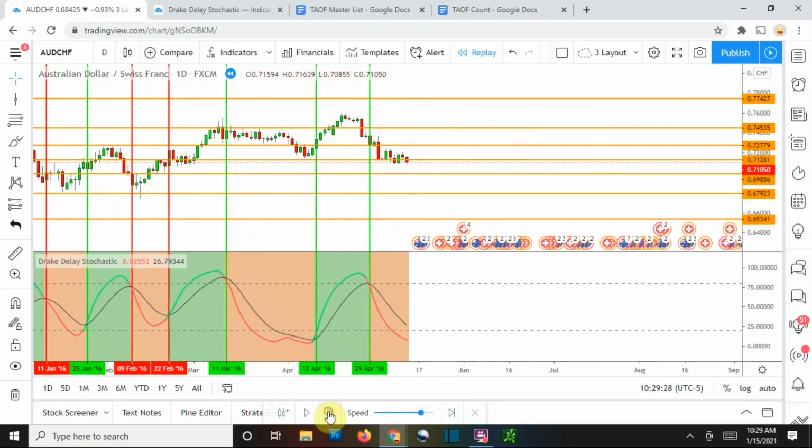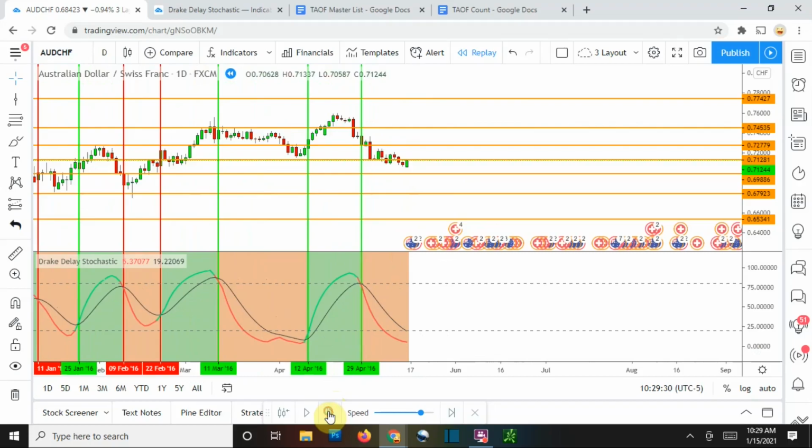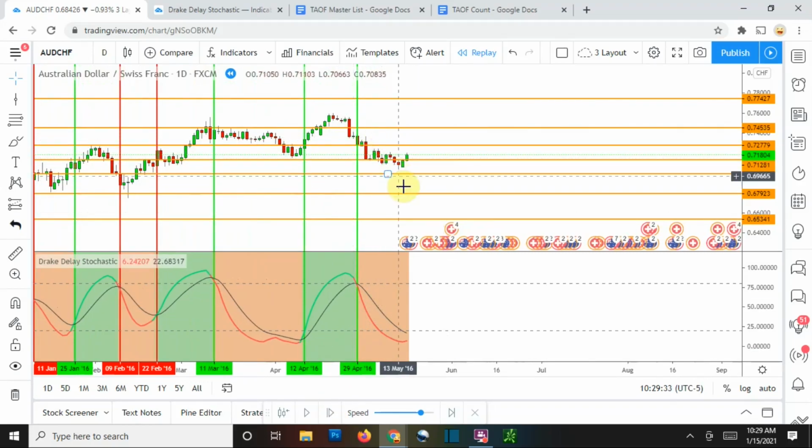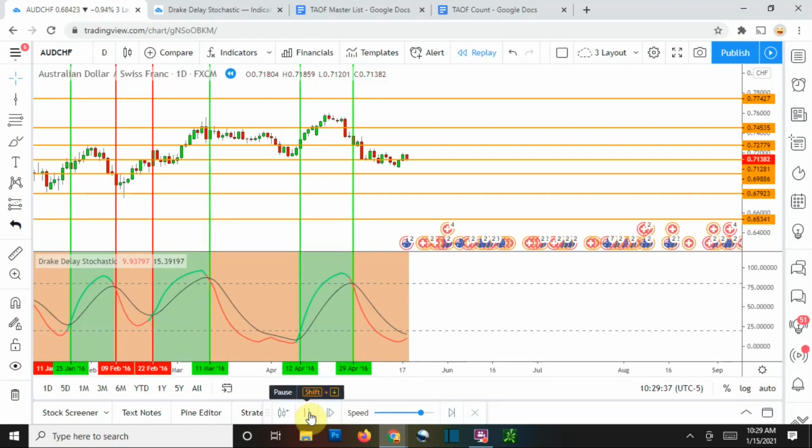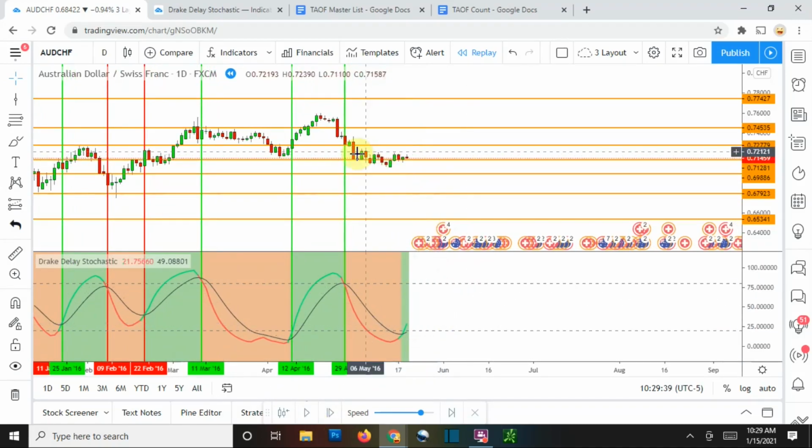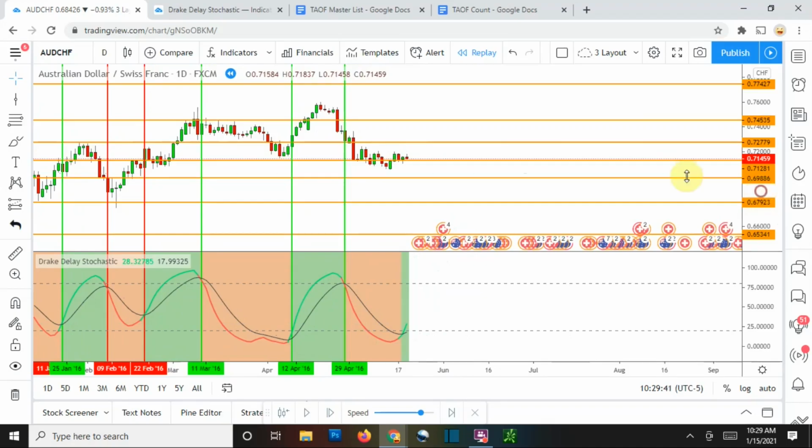Alright, good. So we actually did not get a pullback right there. We were able to break down rather quickly and get to our take profit. So that worked out rather nicely for us. Alright, we've come down into this area again. We're just kind of consolidating, trading sideways.